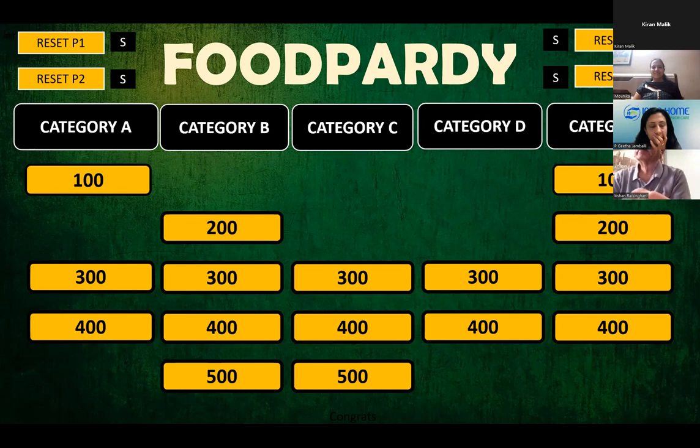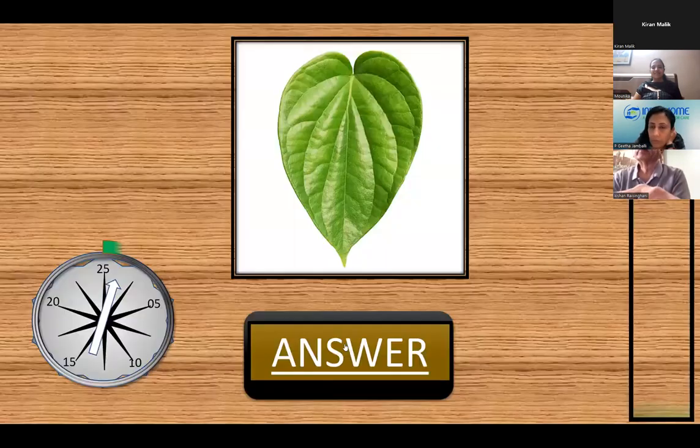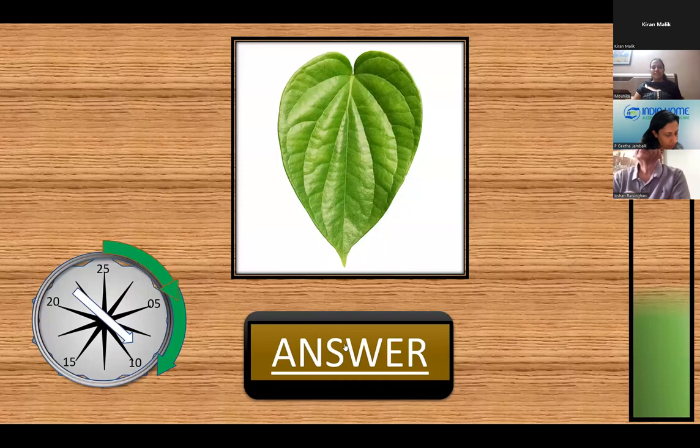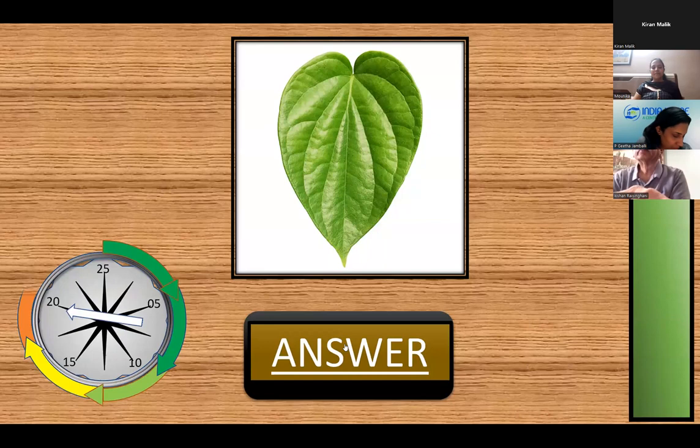Aha, this is a pan, Beena ji. Pan. Say it in English, Beena ji. It's pan, but please say it in English. Green pepper. Betel leaf. Good job, Beena ji. Good job.